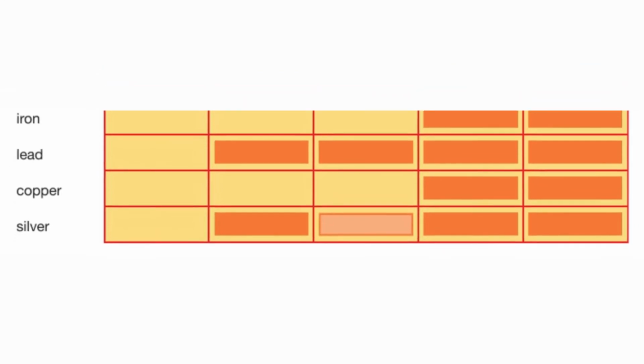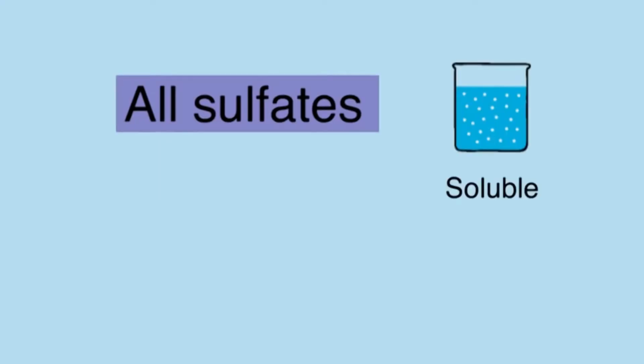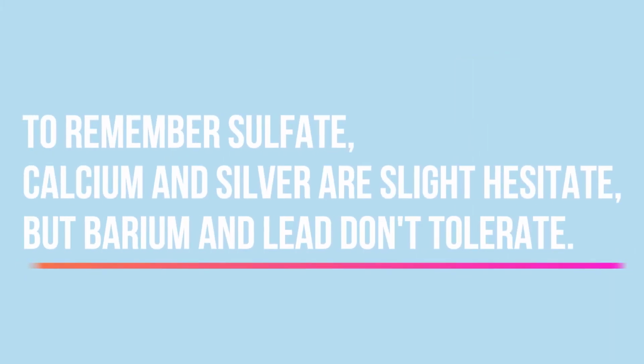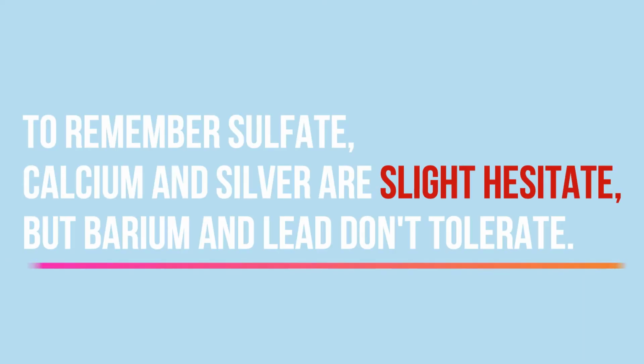Sulfate is a bit more confusing to remember, but try to learn this rhyme. To remember sulfate, calcium and silver are slight hesitate, but barium and lead don't tolerate. It's definitely cringe, but it gets the job done. By the way, slight hesitate means it's slightly soluble.